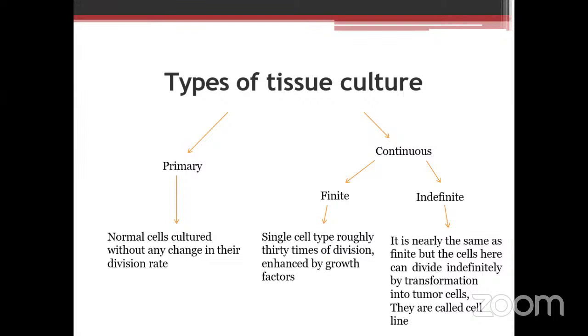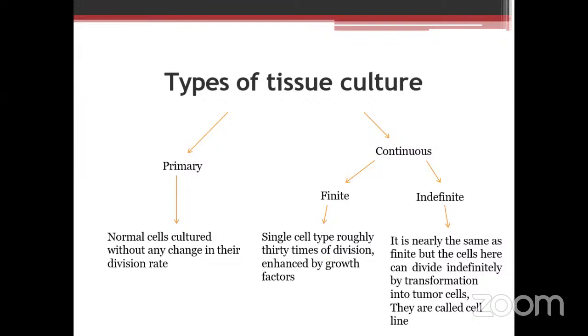In continuous cell lines or continuous tissue culture, we have finite and indefinite. Finite means a single cell type with roughly 30 times of division, enhanced by growth factors. That means we are enhancing its division rate by applying some growth factors. Indefinite is nearly the same as the finite, but the cells can divide indefinitely by transformation into tumor cells. Then they are called cell lines.